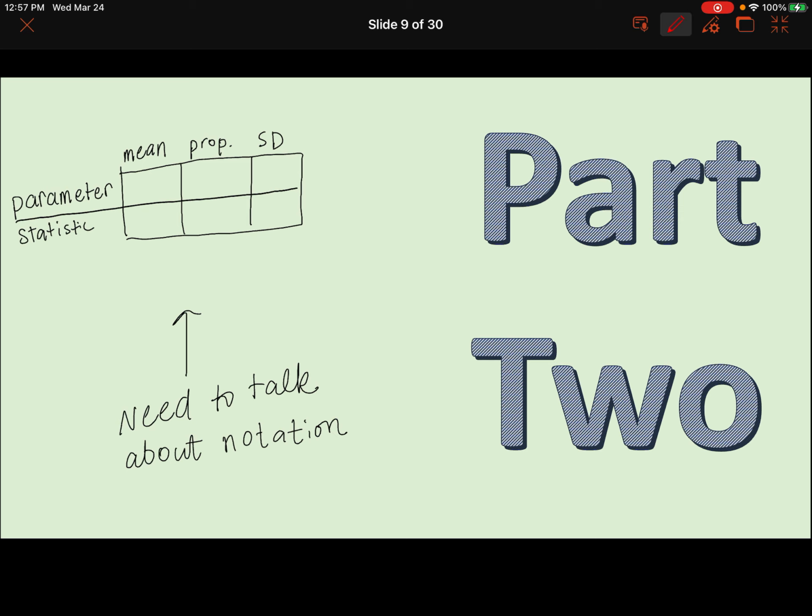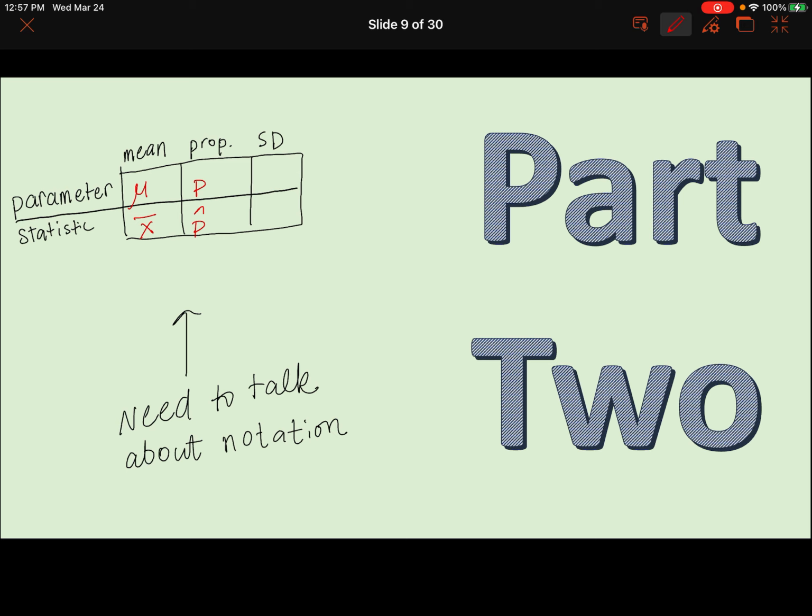So depending on whether we're talking about a parameter versus a statistic, we have different notation. For a parameter, we write the mean using the fancy M. For a statistic, that's where we use X bar. For proportions, if it's a parameter, we just use a regular P. If it's a statistic, we use a P with a hat on it. We call this P hat.